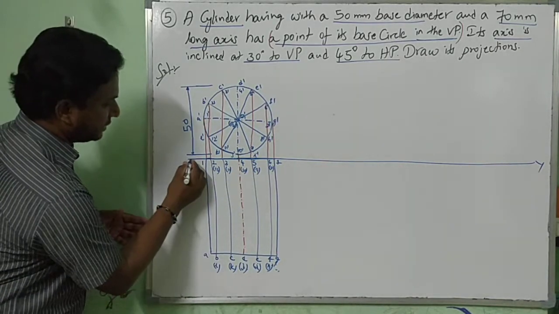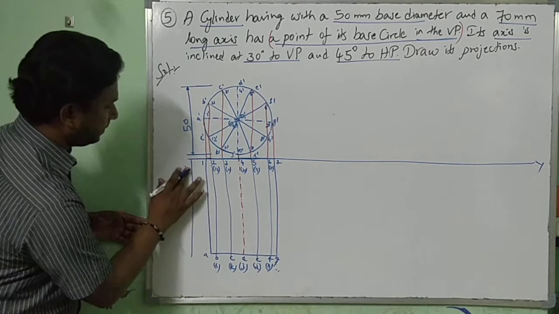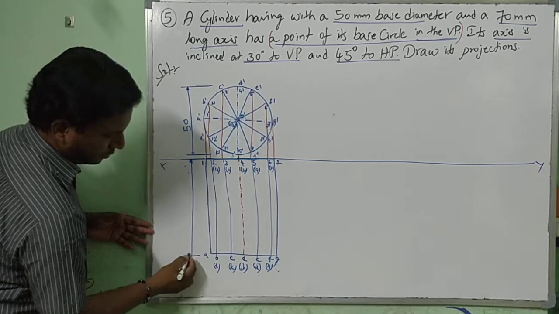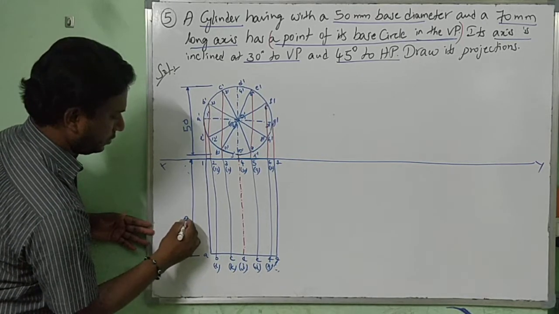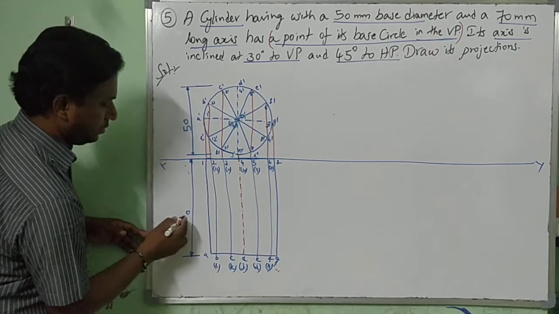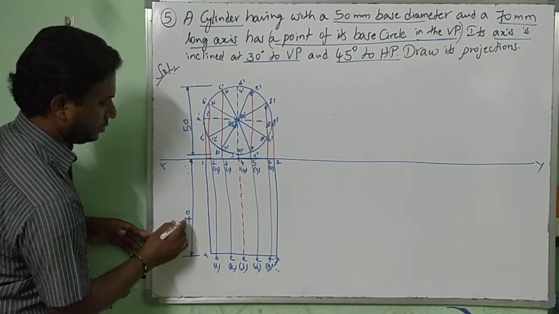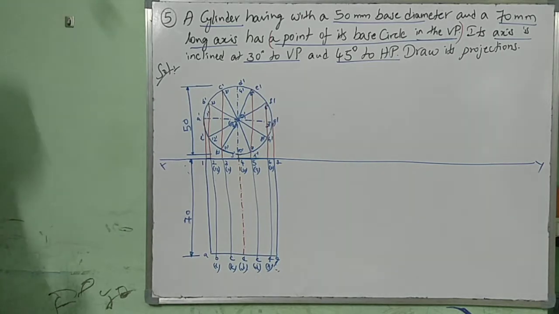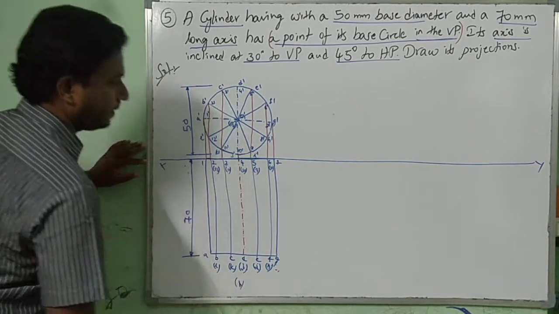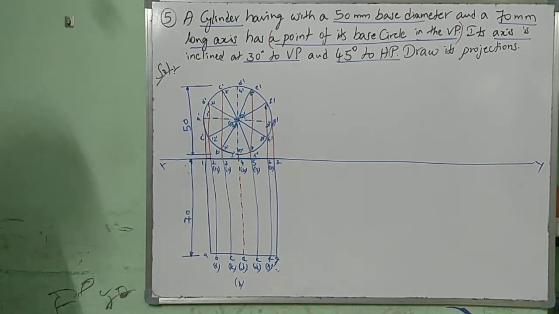Now what is this axis height? It starts from the XY line. It's 70. That is stage 1, front view and top view. The front view is looking like a circle and the top view as a rectangular boundary.